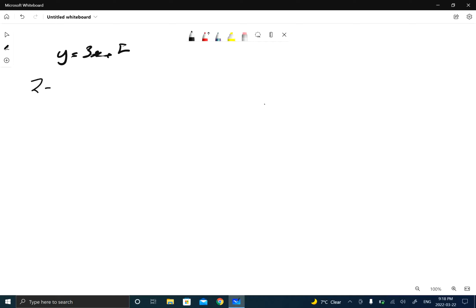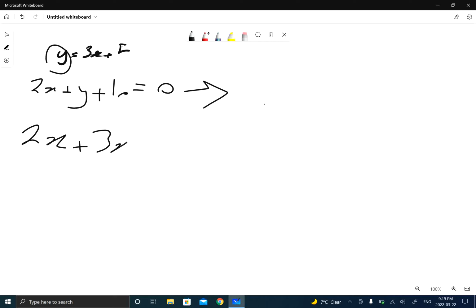So 2x plus y plus 10 is equal to 0. As you can see here, the y is isolated in the first equation. So what we can do is just plug the y into the second one. So 2x plus 3x plus 5 plus 10 is equal to 0.